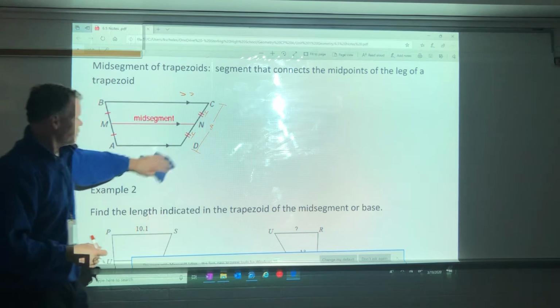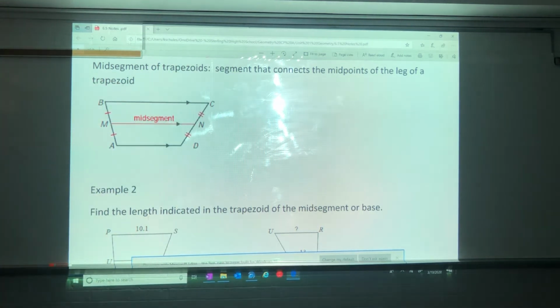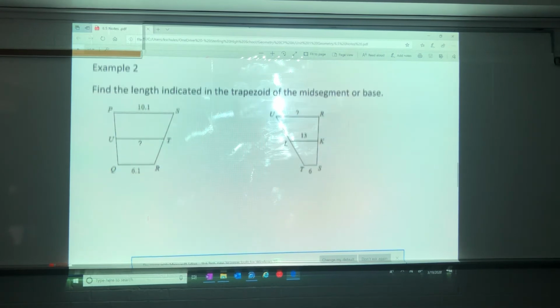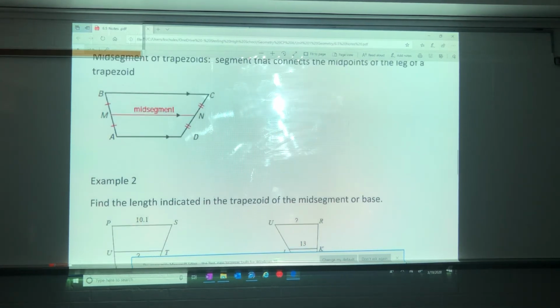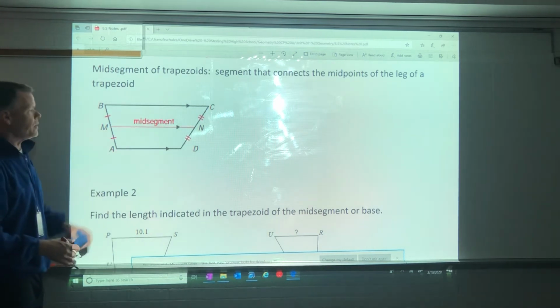Okay, now we're just going to look at a couple of examples here. We're going to go down and look for the length indicated in the trapezoid of the mid-segment or the base. Okay, so a couple of things we want to do here, and I think I'm going to loop this back up and add one more thing to the mid-segment. I was going to do it within the problem, but I think I'll do it up here.